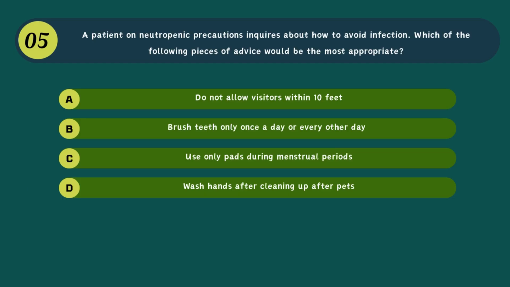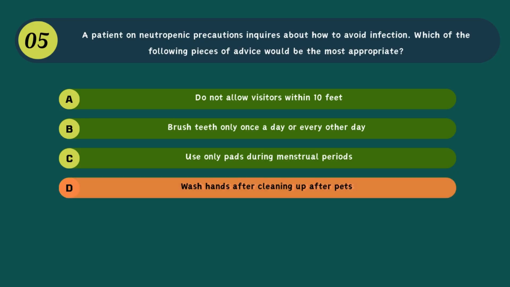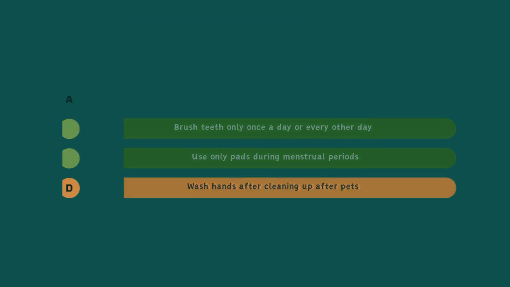A. Do not allow visitors within 10 feet. B. Brush teeth only once a day or every other day. C. Use only pads during menstrual periods. D. Wash hands after cleaning up after pets. Correct answer: D. Wash hands after cleaning up after pets.